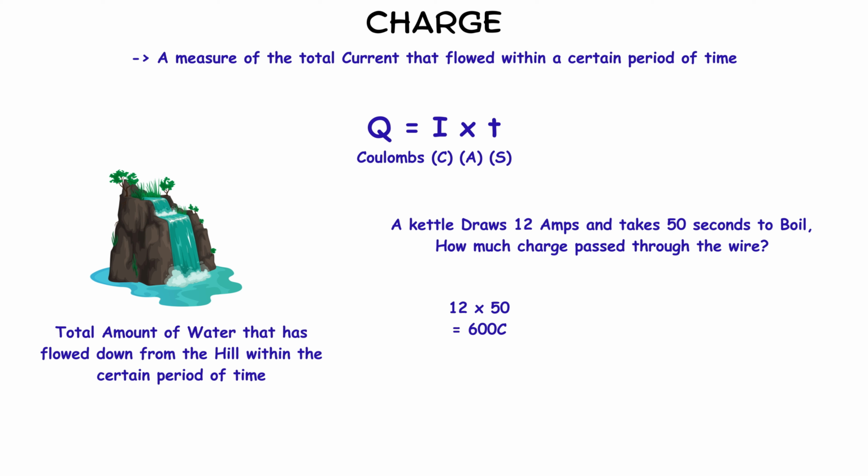So a question might look something like this. A kettle draws a current of 12 amps and takes 50 seconds to boil. How much charge passed through the wire? Well, as we're already given the current in amps and the time in seconds, all we do is plug the numbers into the equation, so 12 times 50, which gives us 600 coulombs.